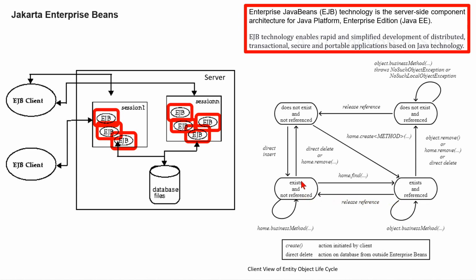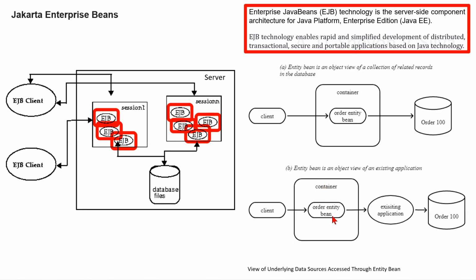Exists and not referenced is connected to does not exist and not referenced via direct delete or home.remove method. Here, direct delete is an action on the database from outside the enterprise beans. Here you can see a view of the underlying data sources accessed through entity beans.